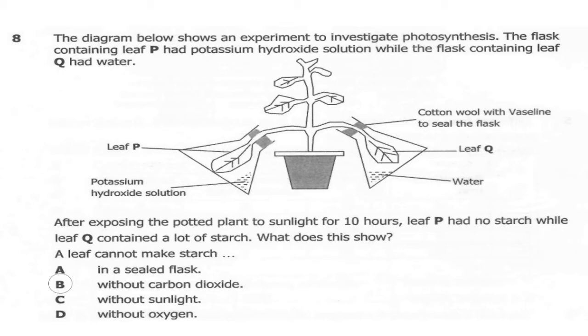The correct answer here is B. A leaf cannot make starch without carbon dioxide. Due to having potassium hydroxide solution, it is able to absorb carbon dioxide from the flask. Therefore, in flask P, we had no carbon dioxide. So that's why the leaf had no presence of starch, because photosynthesis wouldn't take place. Well done, chat. We move on to the next question.